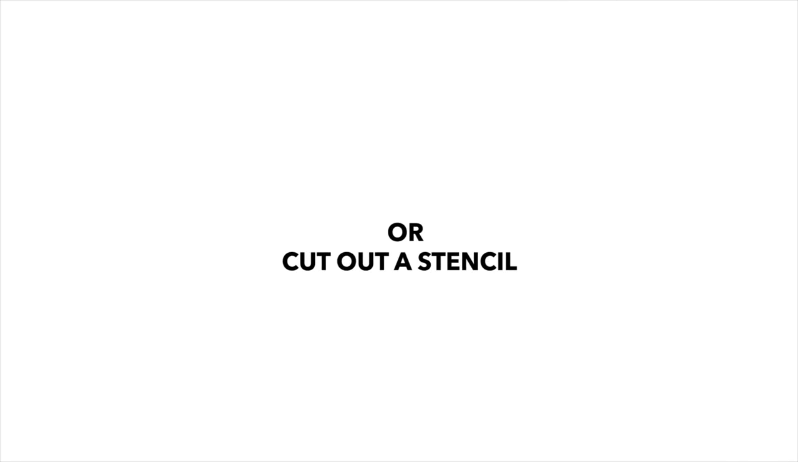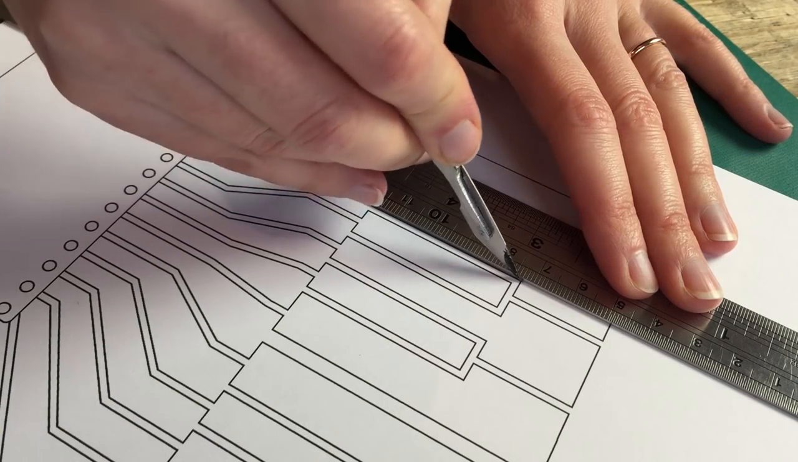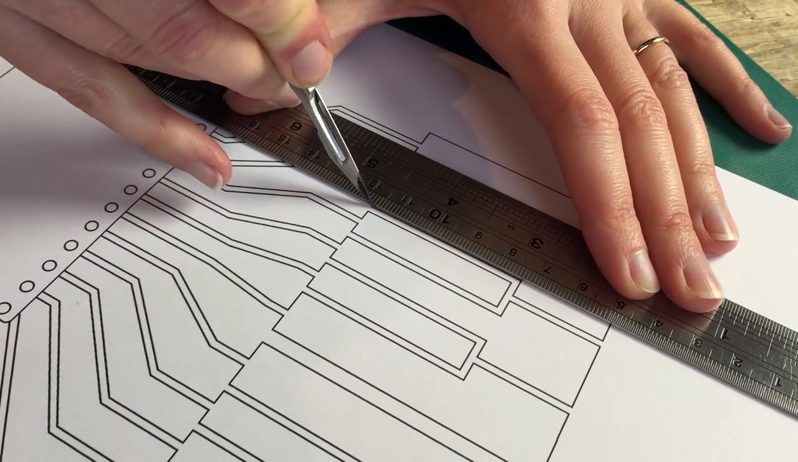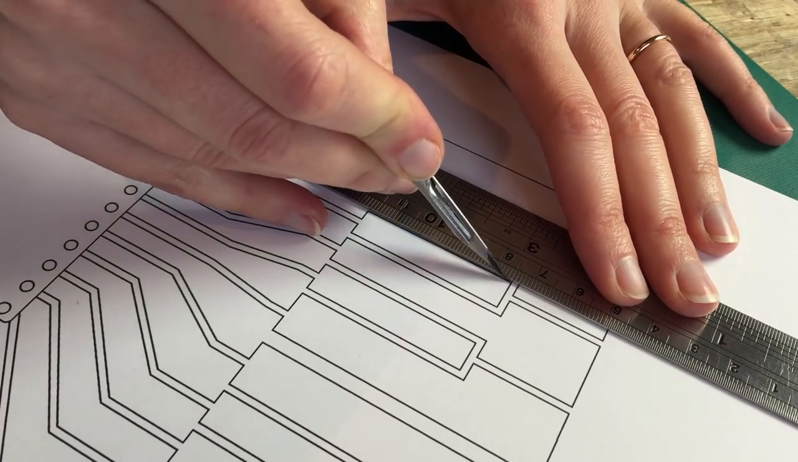Cut out a stencil. You can use the vector file provided to cut out your own piano template. You can also cut it out by hand.